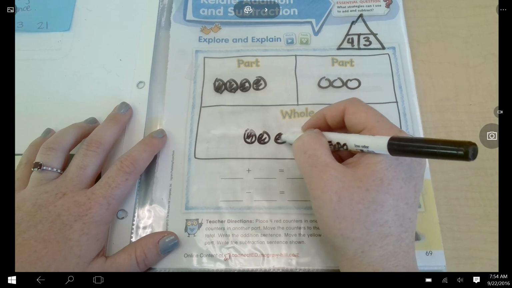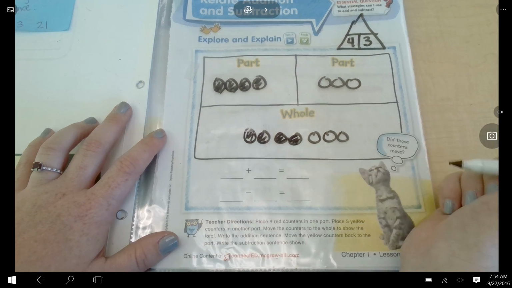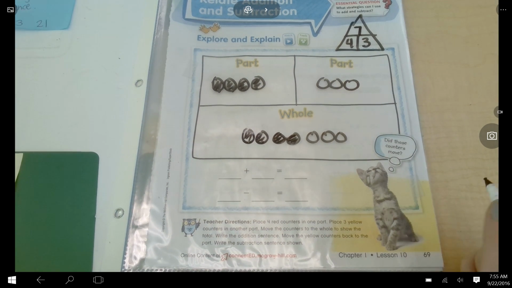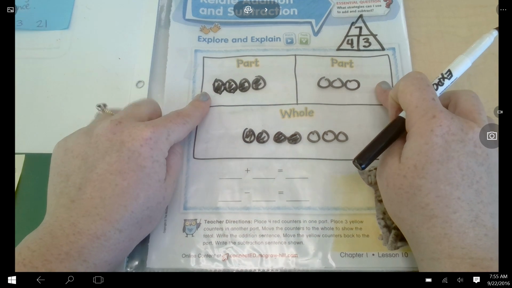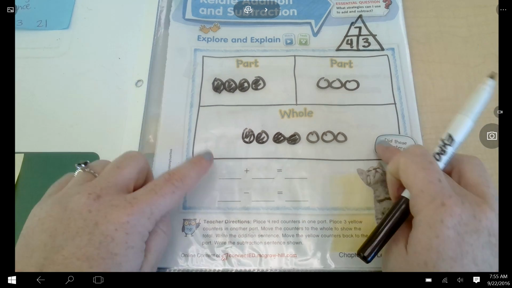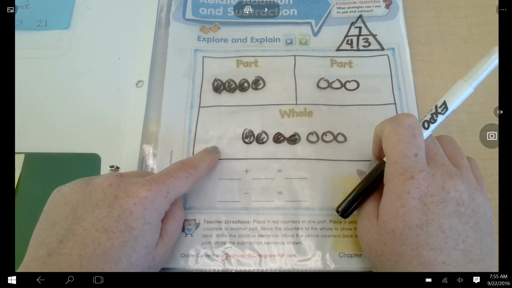4 were shaded. 3 are not shaded. 7 circles altogether. That's my whole group, the total number of parts in this whole group. These are the two types of parts, colored circles, not colored circles. The whole group is made up of 7 circles altogether.